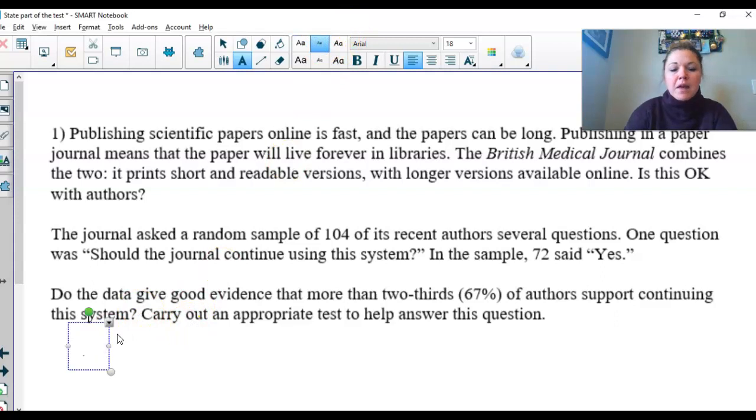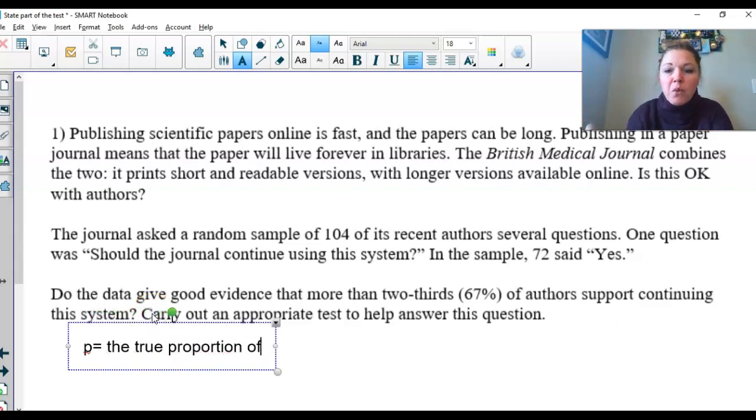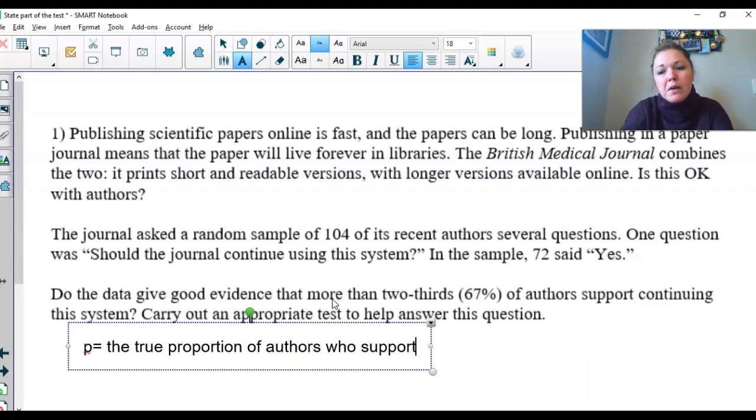So the first thing that we need in the state part is that p, that population parameter. What are we trying to figure out? Right now, we think it's 2/3. Or we're trying to figure, I'm sorry, let me rewind. We're trying to find evidence that more than 2/3 support the system. So p is always a statement, the true proportion of what? What is the story about? Go to the question. The story is about authors who support continuing this system. So the true proportion of authors who support continuing this system.